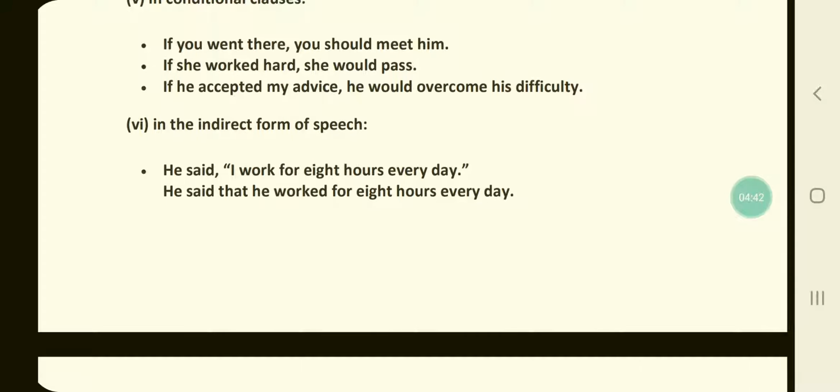Sixth part where we use simple past tense, it is in the indirect form of speech. Children, this is again one very important chapter. So whenever you transform a sentence, a direct sentence into indirect sentence, you use past tense. For example, He said, I work for 8 hours every day. Again, the same sentence, if you transform in indirect speech, it would become, he said that he worked for 8 hours every day.